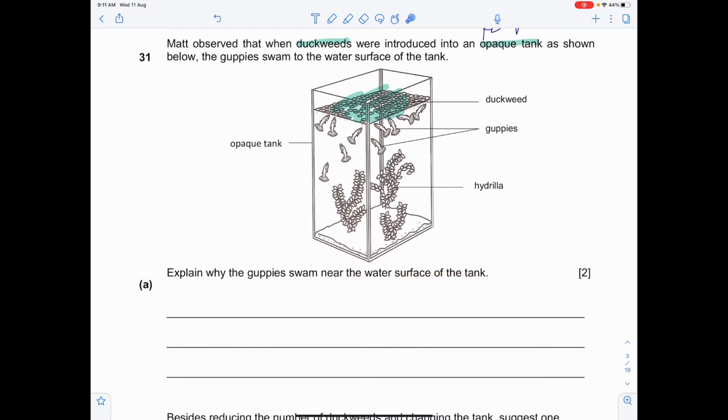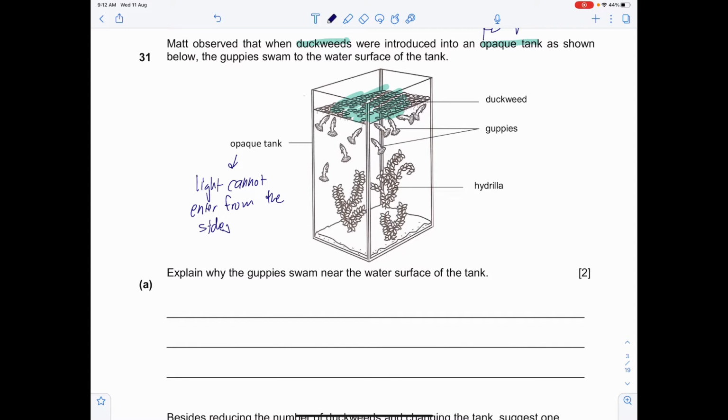So before I give you the answer, let's discuss a little bit. Now, if you were to take a look at this question, you realize there's a few things. There are hydrillas, there are guppies, there's opaque tank, and there's duckweed. So ask yourself, what is the point of an opaque tank? An opaque tank basically does not allow light to enter, right? Because it's opaque. So the whole idea is light cannot enter from the sides of the tank.